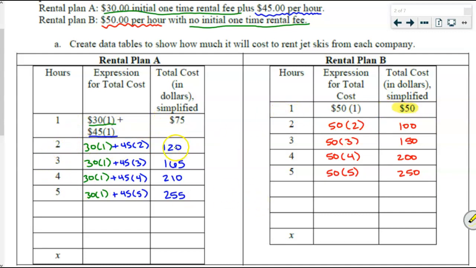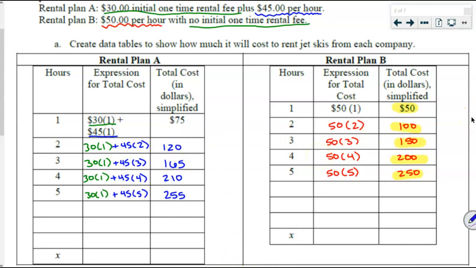2 hours 120 or 2 hours 100. 3 hours 165, 3 hours 150. That one's still cheaper. 4 hours 210, 4 hours 200. Still cheaper. 5 hours 255, 5 hours 250. Still cheaper. Is that always going to be the case? Do you see how the numbers are getting a little bit closer together every time?